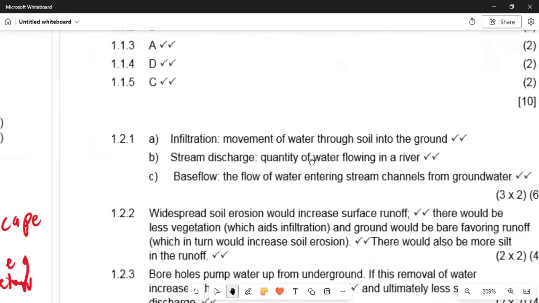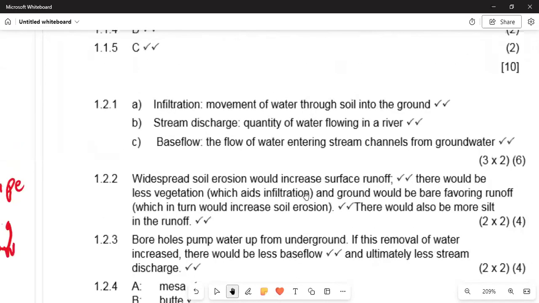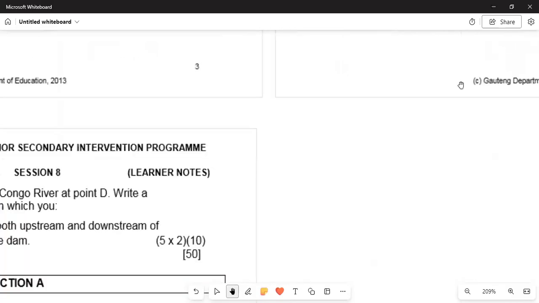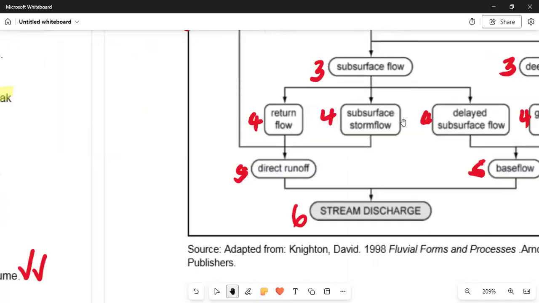Okay. And then we are in 1.2.3. And then we are saying boreholes pump water up from the ground. They pump the water up from under the ground. If this removal of water increased, there would be less base flow and ultimately less stream discharge. That is for the 4 marks. Then you are getting the 4 marks that you are in need of. All right. And then a process of the landform.